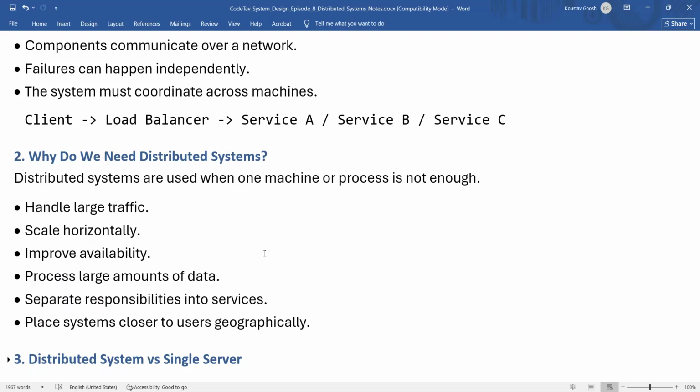There, distributed systems are very helpful because they bring scalability, high availability, fault tolerance, large scale data processing, better performance, and geographical distribution. The important point is that distributed systems help us handle scale, but they also introduce complexity.